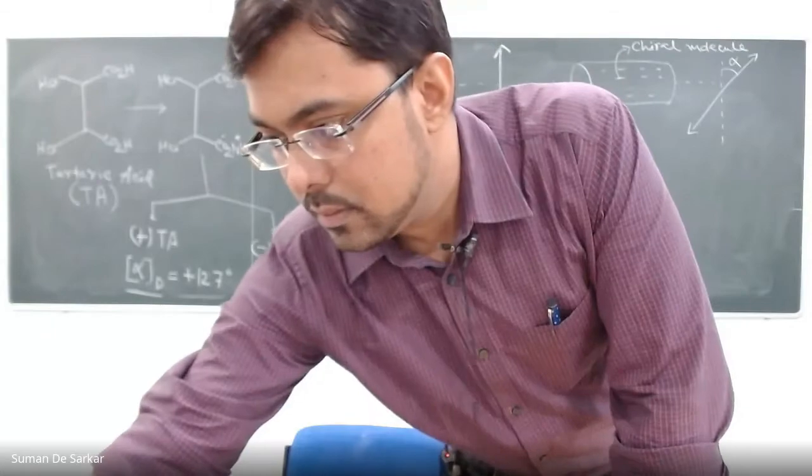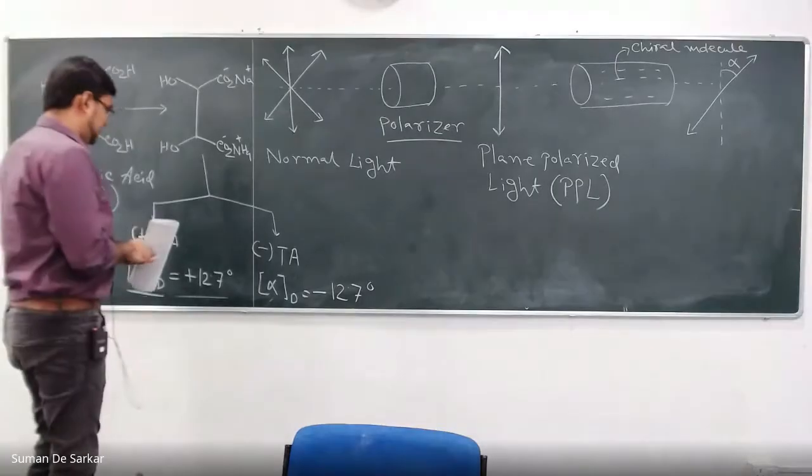Sir, yes, sir, from what we have known from earlier, optical isomers have the same chemical properties. Only they differ in optical rotation. So how did he even separate it? How did he separate it without knowing?